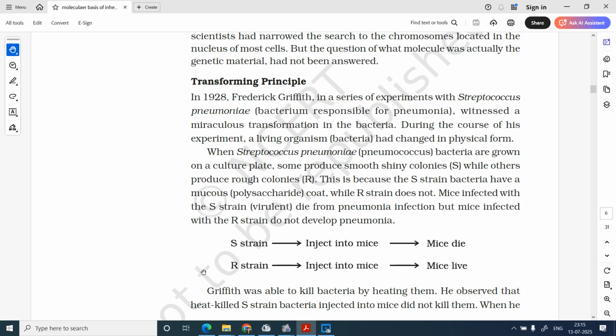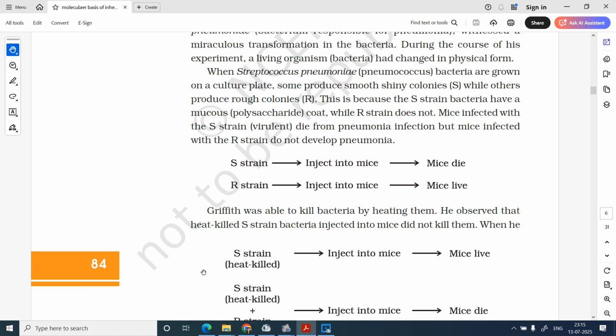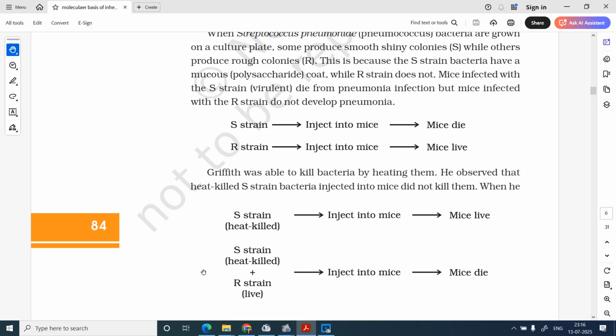Mice infected with the S strain (virulent) die with pneumonia infection, but mice infected with the R strain do not develop pneumonia. S strain injected into mice, mice die. R strain injected into mice, mice live. Griffith was also able to kill bacteria by heating them. He observed that heat-killed S strain bacteria injected into mice did not kill them. Heat-killed S strain injected into mice, mice live. Heat-killed S strain plus live R strain injected into mice, mice die.